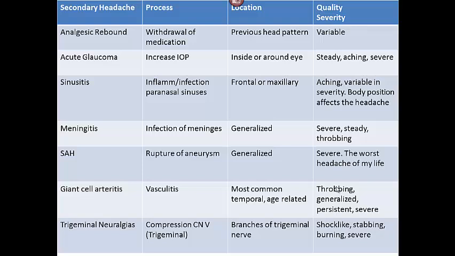You could also use alpha-2 agonists. You could also use miotics such as neostigmine or physostigmine. You could use other miotics such as cholinergic agonists for the eye exam, which are pilocarpine or carbachol.